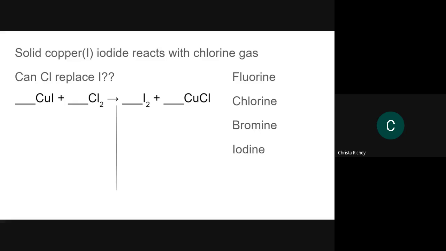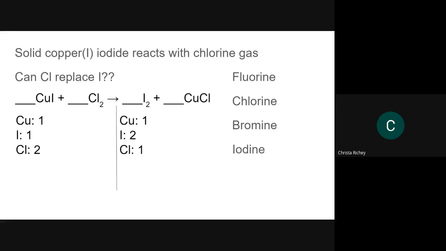Then it's a matter of figuring out how many we have of each. Okay, so the coppers, they each have 1. There's no subscripts. I'm going to do the iodine next. On the left, I have 1, and on the right, I have 2. And I'm going to do the chlorine last, and I have 2 on the left, and I have 1 on the right. This line is just put here underneath the arrow to separate the reactant, the starting material math, from the product, the ending material part of the math.